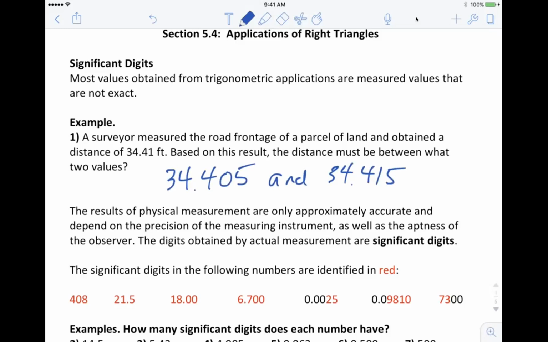And so that next paragraph, the results of these physical measurements are only approximations, right? And it depends on the precision of the instrument and who's doing the measuring. But digits obtained by actual measurement are called significant digits, okay? So oftentimes you're talking about the number of significant digits in the measurement. Like this number up here had 4 significant digits.